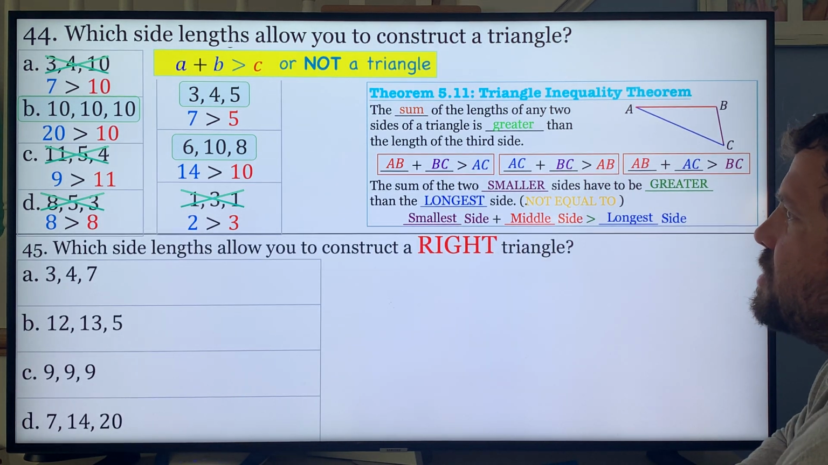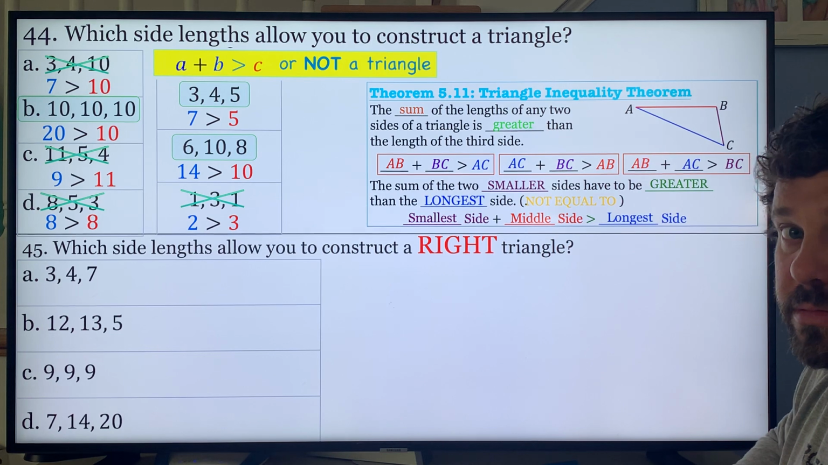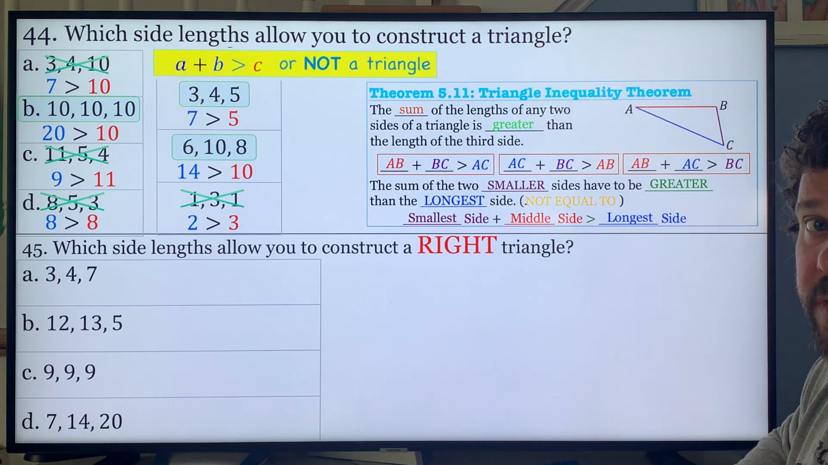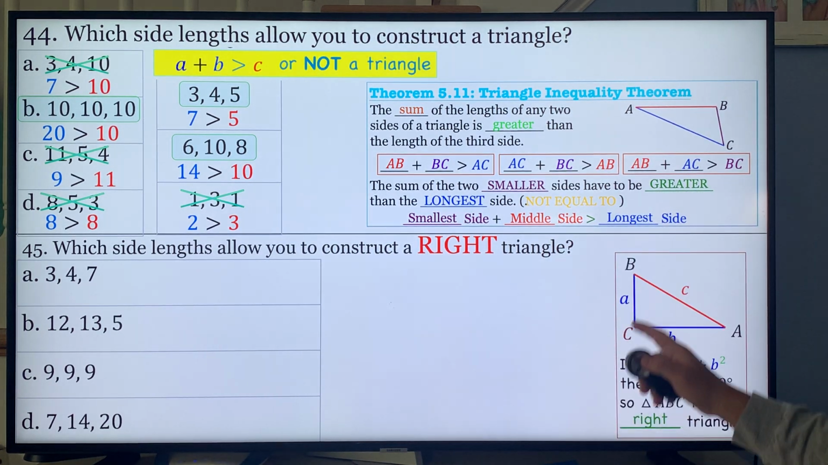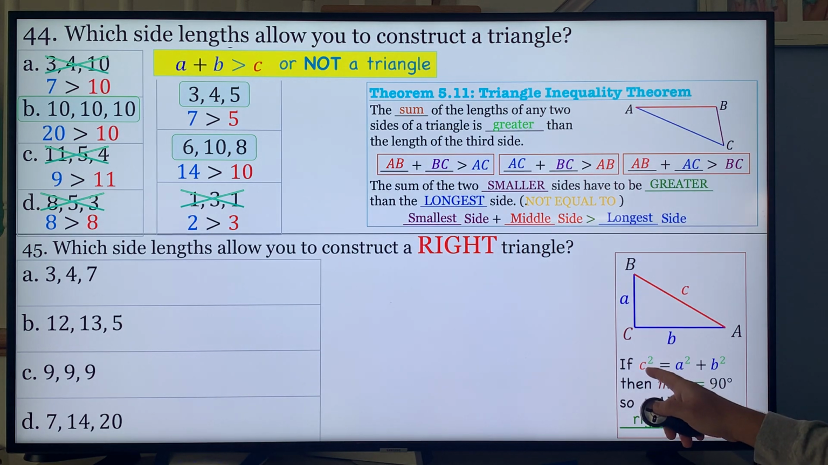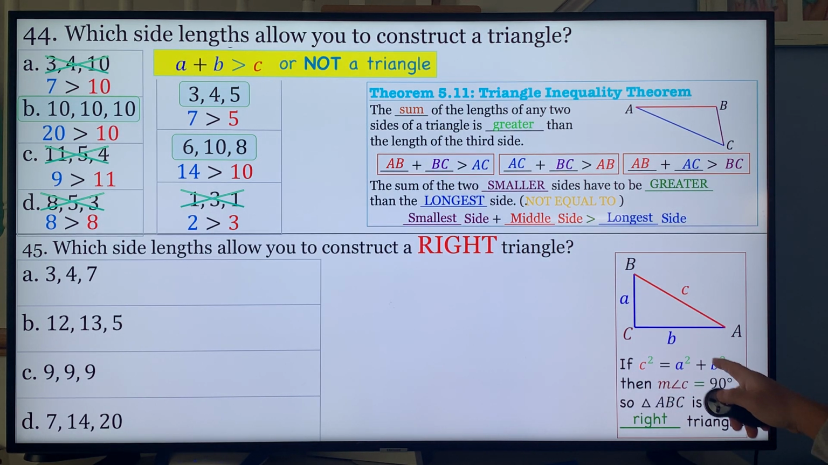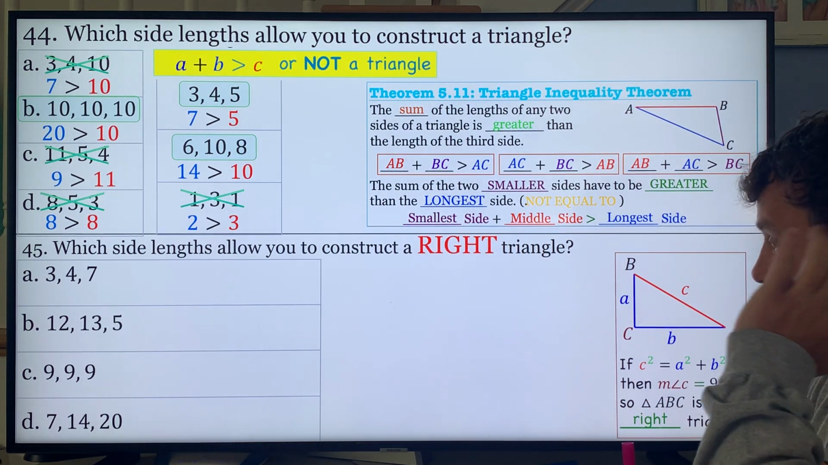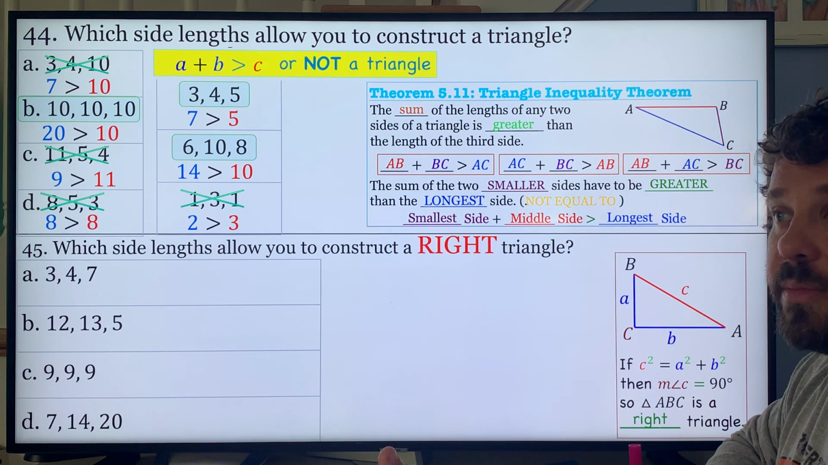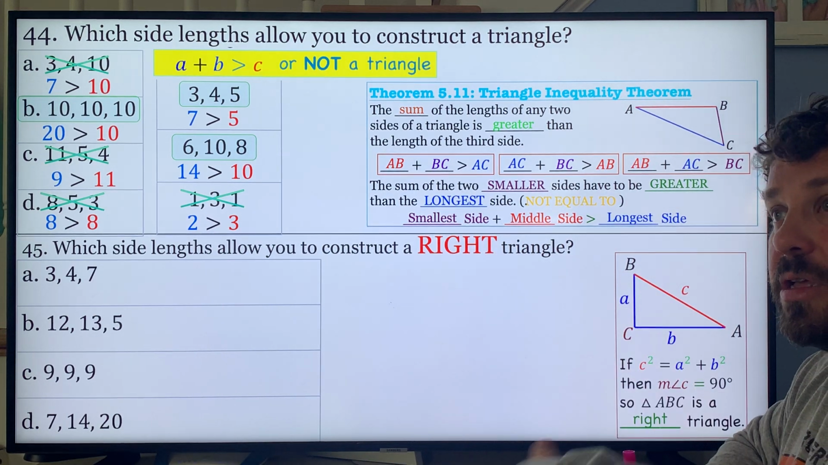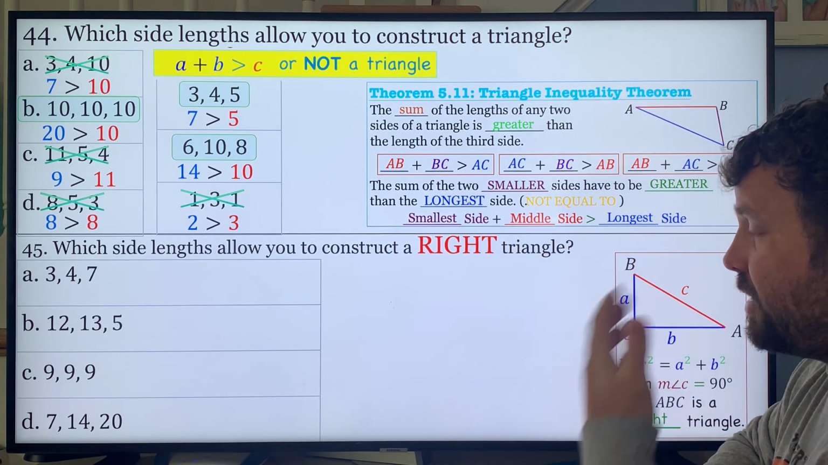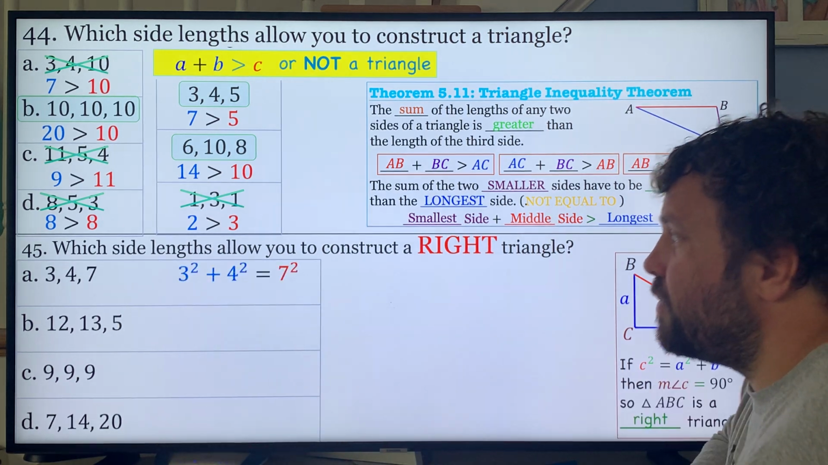Which side lengths allow you to construct a right triangle? Remember the formula for a right triangle? Pythagorean Theorem. When you have a right triangle, c squared equals a squared plus b squared. Then this angle is 90 degrees, so this is indeed a right triangle. So if you square the two smaller numbers and it equals the hypotenuse, the largest side, it is a right triangle.